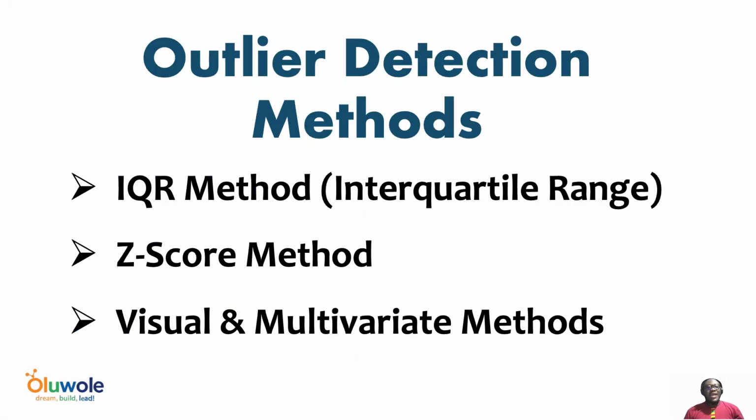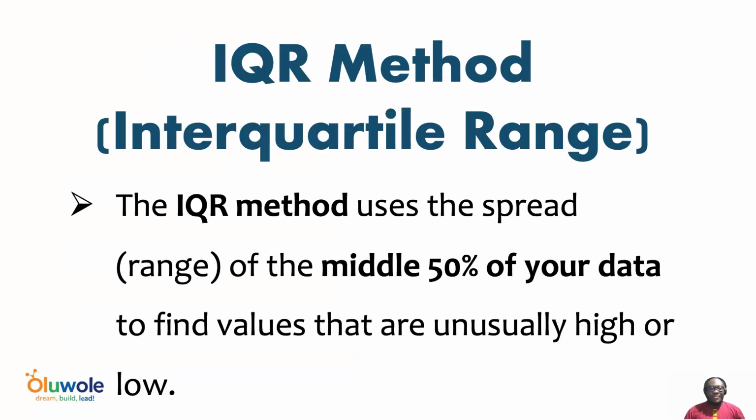So what are those outlier detection methods? How do you detect outliers? You have your IQR method, which is called the interquartile range. You have your Z-score method. Then you have the visual multivariate method. Those are the ways we can detect outliers.